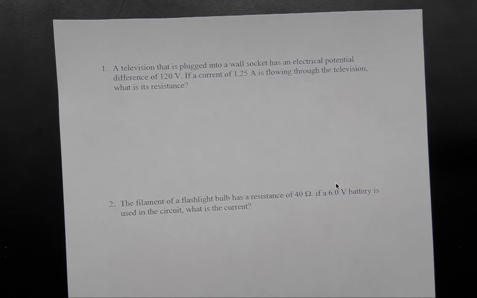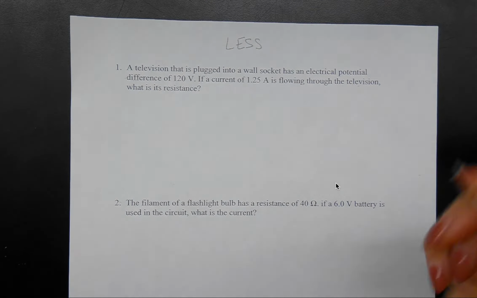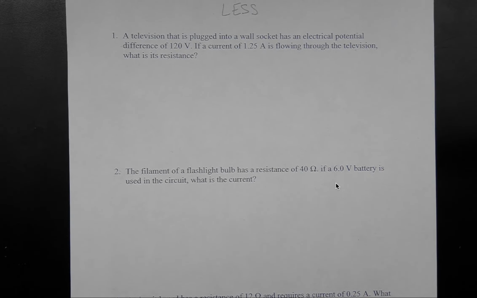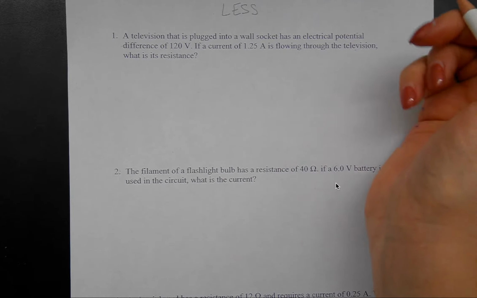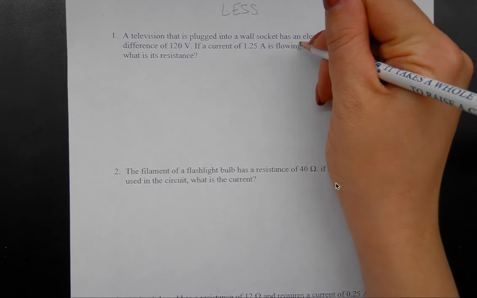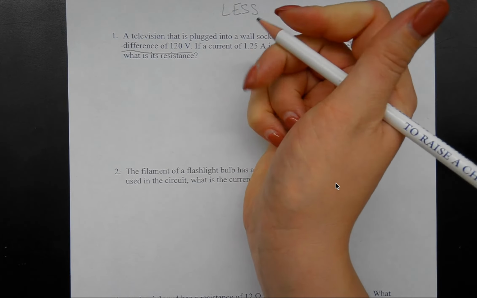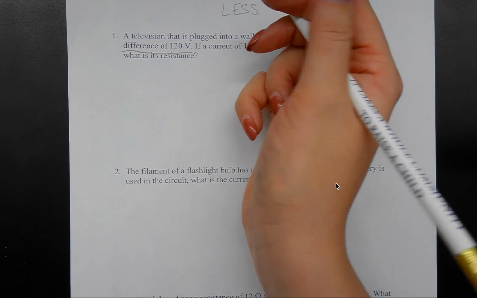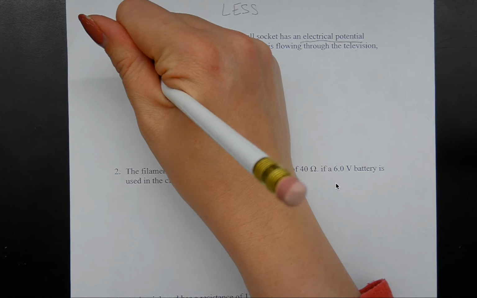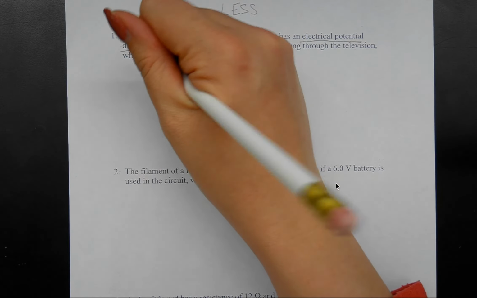Okay, so remember we're using the Less Stress steps. First we're going to list our known values. L is for list. The values I know are the ones given in the question. Here it says it has an electrical potential difference of 120 volts. On the previous page, I said that this is represented by V, right? Electrical potential difference is its voltage, and we know that it's 120 volts.